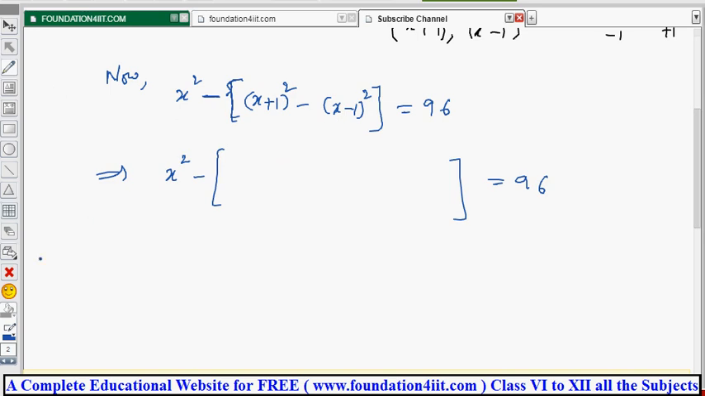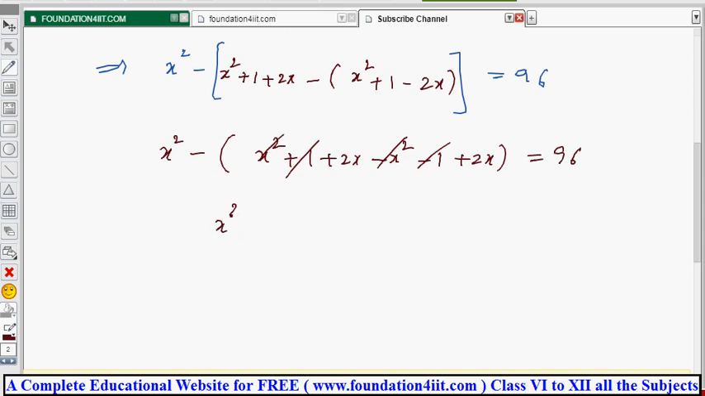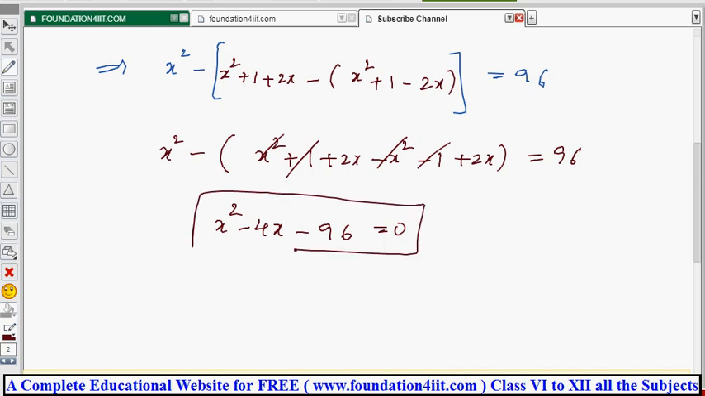So just to simplify each and every part, that is x square, then the a plus b whole square formula gives x square plus 1 plus 2x, minus of x minus 1 whole square, which is x square plus 1 minus 2x. Next step: x square minus of x square plus 1 plus 2x minus x square minus 1 plus 2x, because I multiplied with the minus sign. Now plus x square minus x square and 1 minus 1 are all cancelled. 2x plus 2x is 4x. Then x square minus 4x, take 96 to the left side, minus 96 is equal to 0. Now this is our quadratic equation.